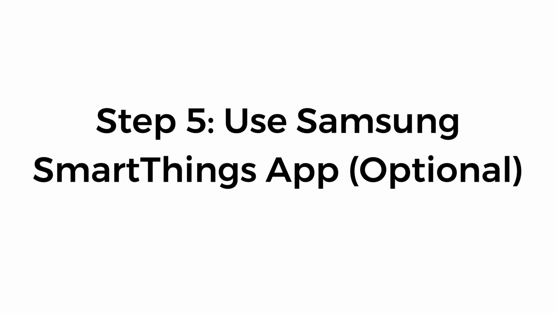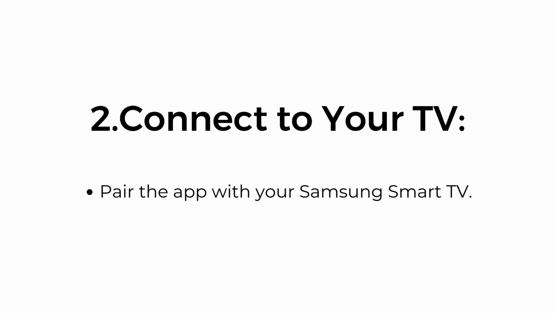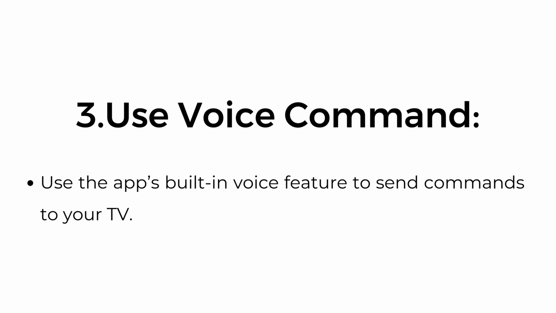Step 5. Use Samsung SmartThings app. Optional. Install the app. Download the SmartThings app on your smartphone, Android or iOS. Connect to your TV. Pair the app with your Samsung Smart TV. Use voice command. Use the app's built-in voice feature to send commands to your TV.